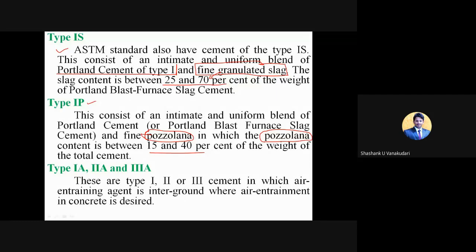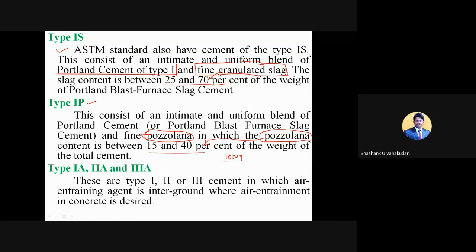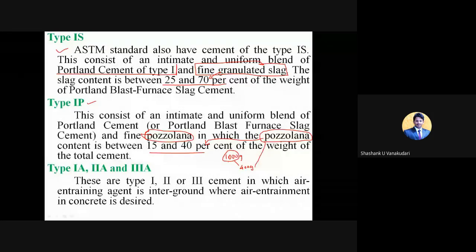liberated from various industries. Here, this pozzolana content should be between 15 to 40% by weight of total cement. For example, 1 kg you have 1000 grams. In that, you can replace the ordinary Portland cement by 15 to 40%. Maximum you can use 400 grams as this pozzolana cement, whereas 600 grams you can use with ordinary Portland cement. Clear?